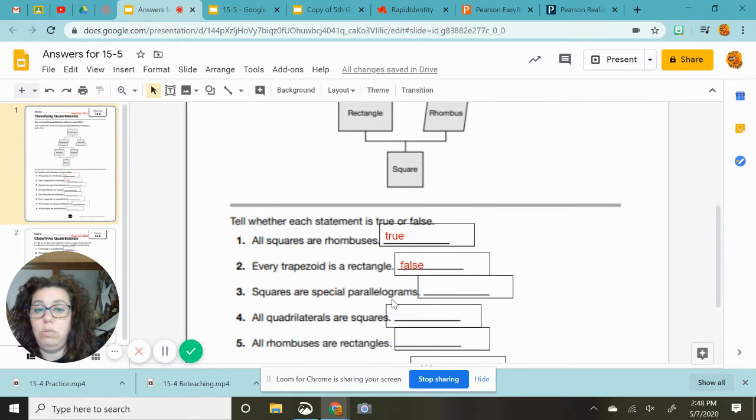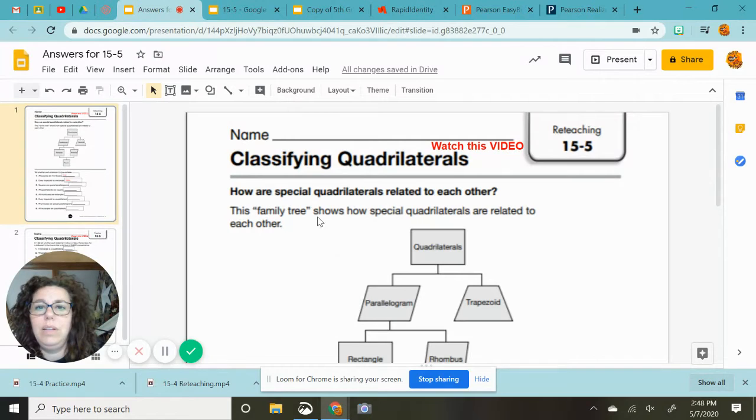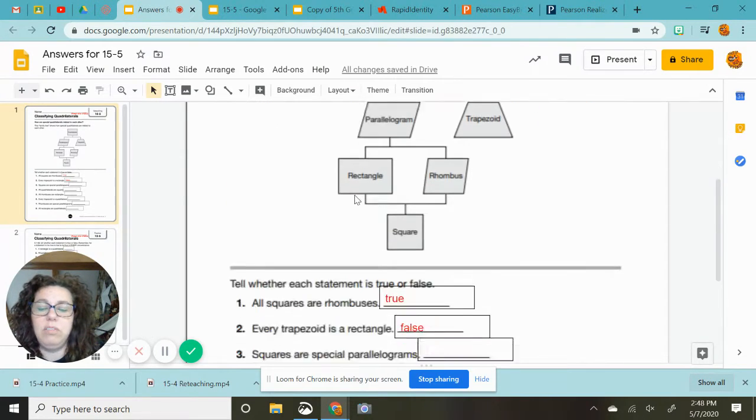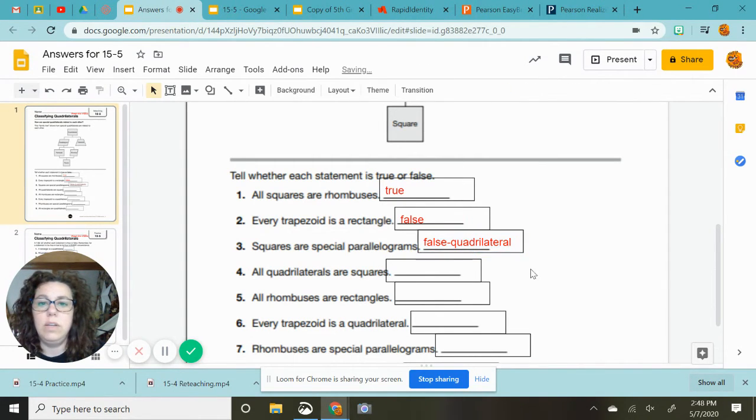Squares are special parallelograms. Oh, I guess so. They're calling them special quadrilaterals. Let's say false because it says special quadrilaterals. Now I'm going to even make a note to the side. Quadrilateral. Yes, that's the correct thing. If it said quadrilateral, it would be correct.